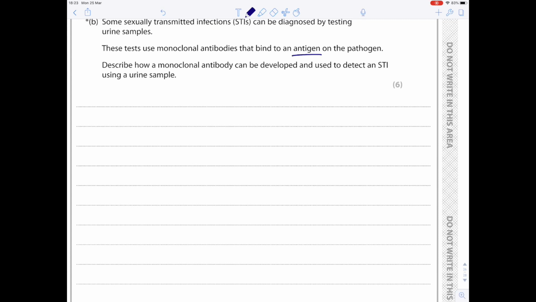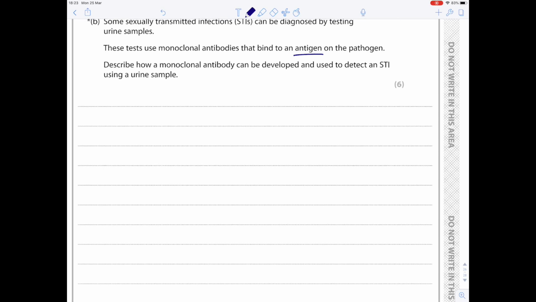First of all, the antigen is the protein which exists that acts as a marker that enables you to recognize a particular substance. The pathogen is just a microorganism which causes disease. So in the first step of using monoclonal antibodies, you want to isolate an antigen from the pathogen which causes the particular STI.